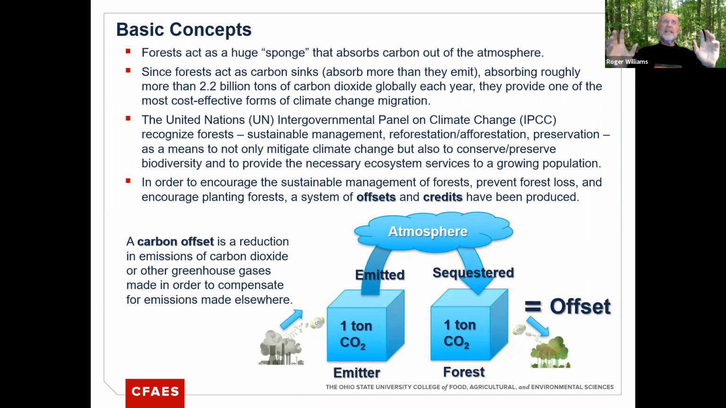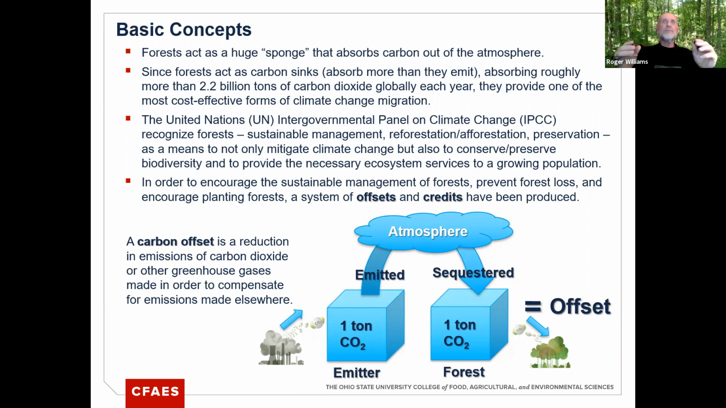So in terms of climate change mitigation, in order to encourage this sustainable management of forests, prevent forest loss, encourage planting of forests, and so forth, there has been a system of what is referred to as offsets and credits that have been produced to help encourage the sustainable management of forests and to do all of these things: climate change mitigation, biodiversity preservation, and so forth.